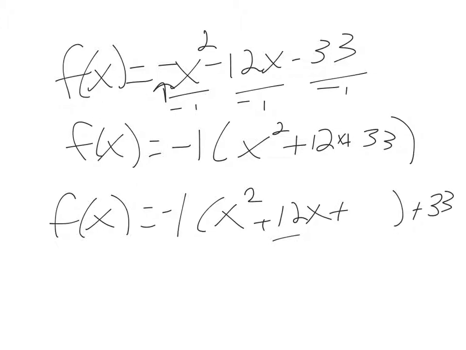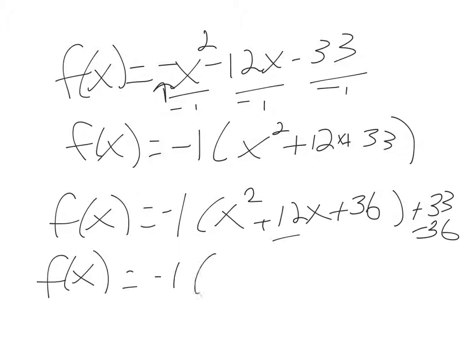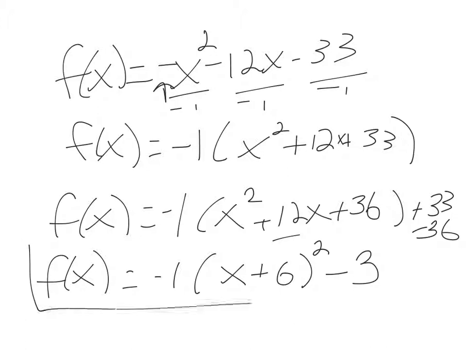What's half of 12? Hopefully you said 6. What's 6 squared? Hopefully you said 36. So I've got to do the same thing over here. Negative 1 times (x plus 6) squared, since half of 12 was 6, and 33 minus 36 is negative 3. And that's all it needed you to do. It did not ask you to solve this one.